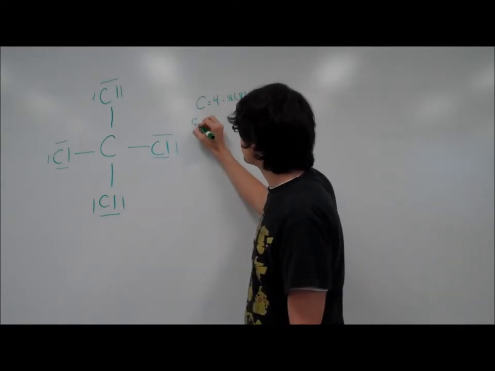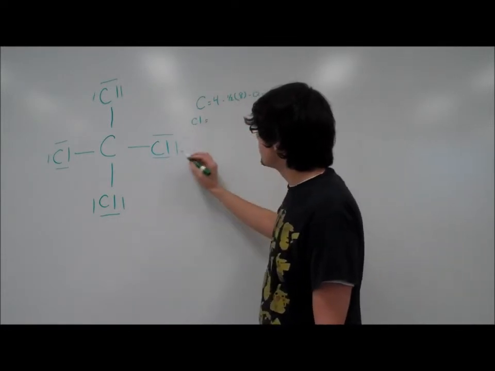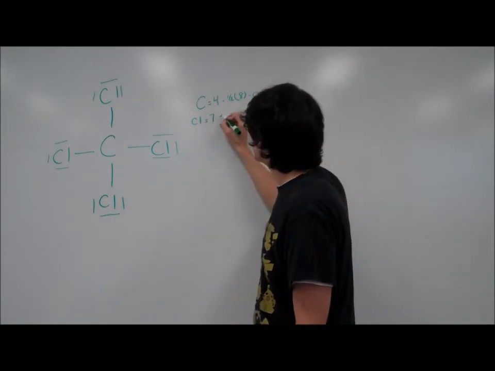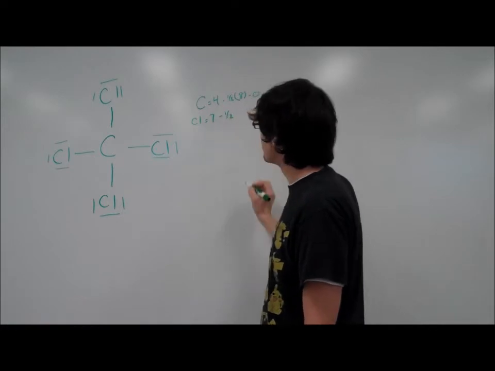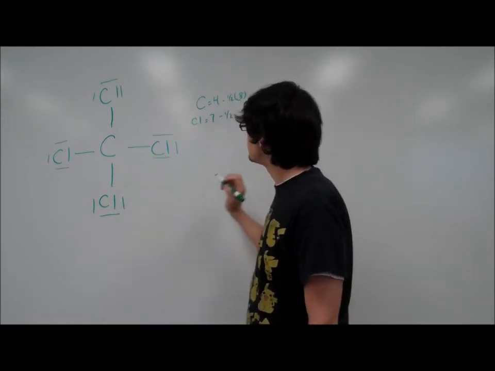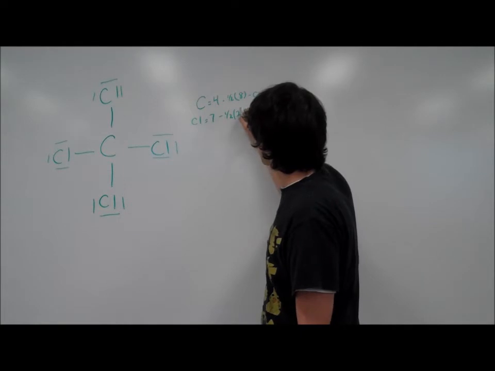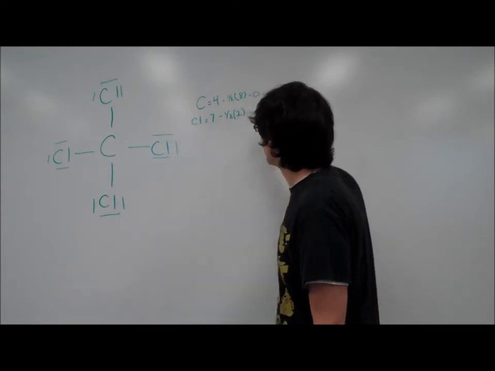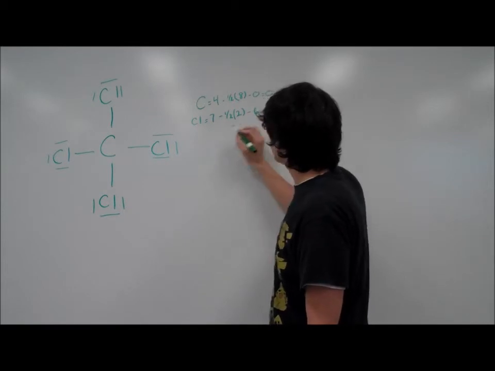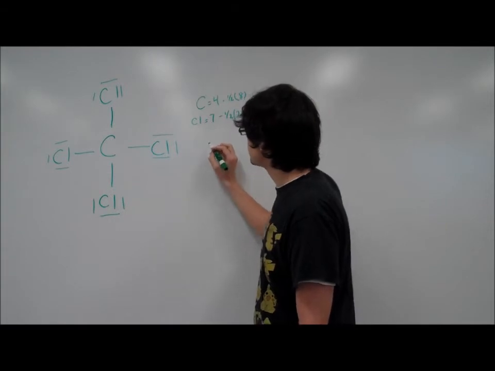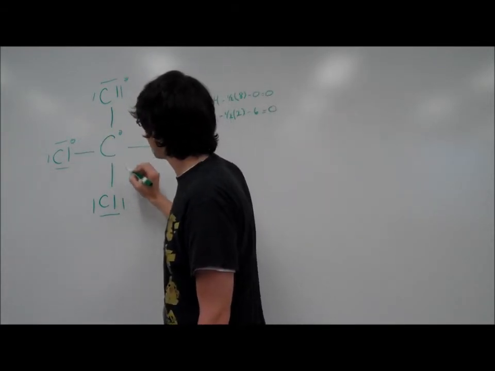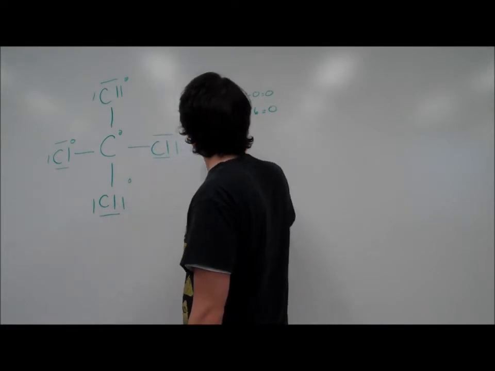We'll now repeat this process for chlorine. We know that we have 7 valence electrons. We'll subtract this by 1/2 of our bonding electrons, which is 2 in this case, and then subtract our lone pairs, which is 6. This will also give us 0. This means that the formal charge of our CCl4 molecule is equal to 0.